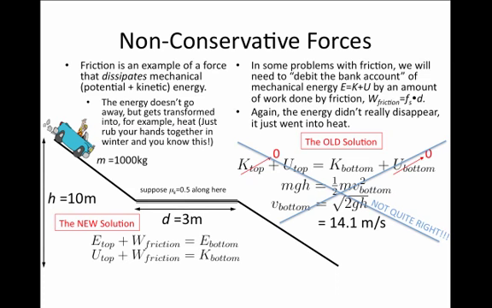At the top of the track, as we said before, there's no kinetic energy, there's just potential. And so now we say U at the top plus this work done by friction is equal to kinetic energy at the bottom, because the energy at the bottom includes no potential energy.